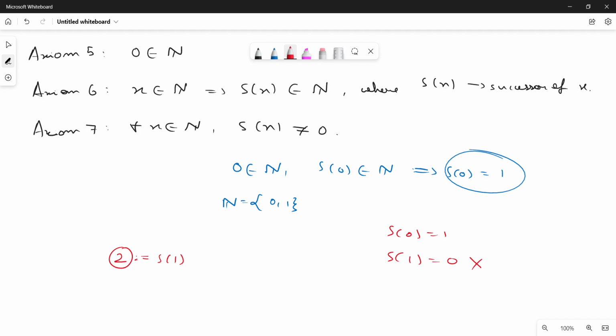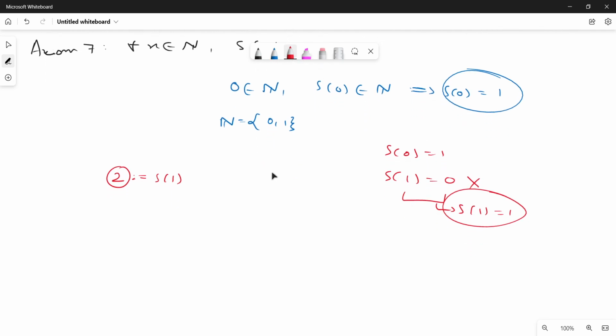So we define S of 1 as 2. Is it clear? Now one more question must arise: can't we define S of 1 as 1? But this is not possible because we need to make this successor function an injective one, which we have already described above. The function S must be injective, so every image of the successor function must be unique. Is it okay? So now we have one more element in the set of natural numbers, which is 2, the successor of 1.